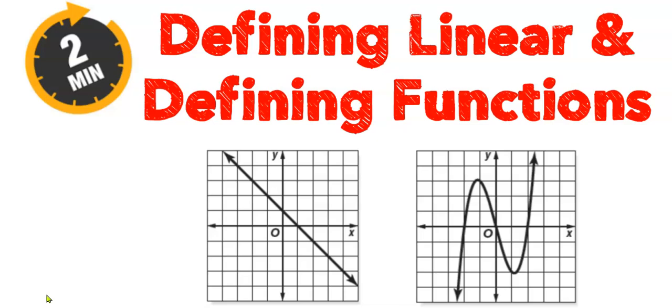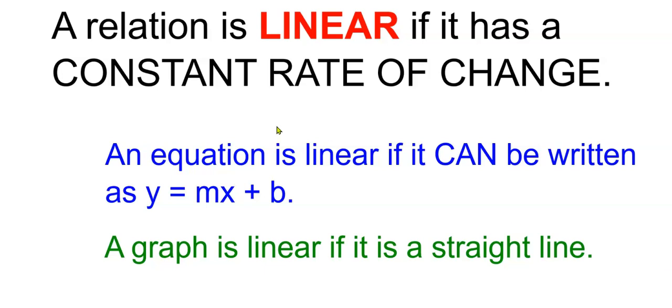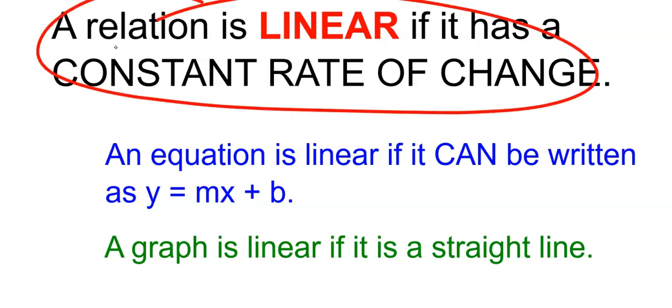Defining if a relation is linear or if it's a function. The definition of something that is linear means that it has a constant rate of change. That is the answer to any question, whether it's an equation, a graph, or a table. You simply state it is linear because it has a constant rate of change.